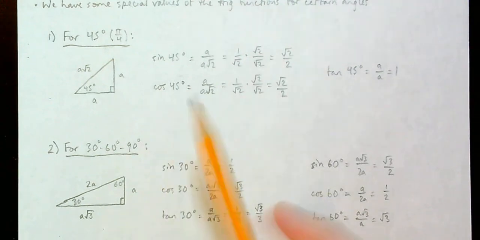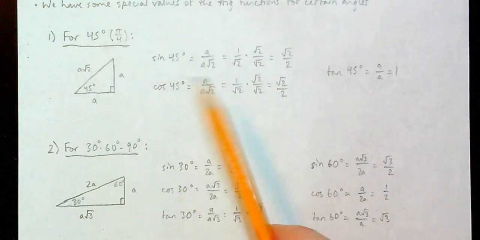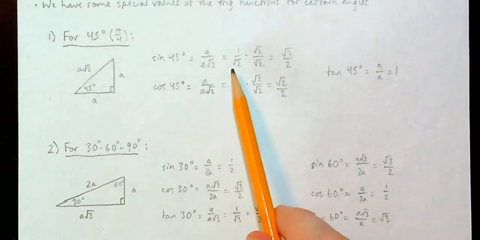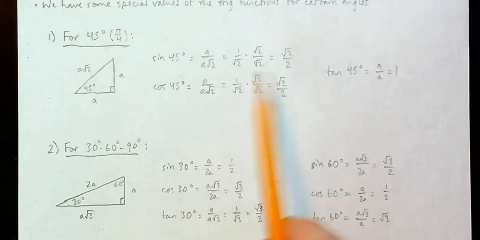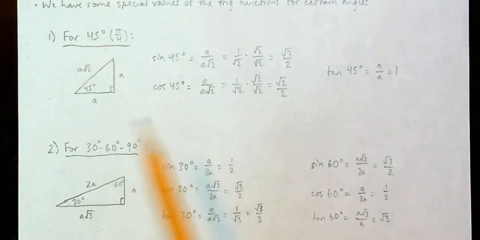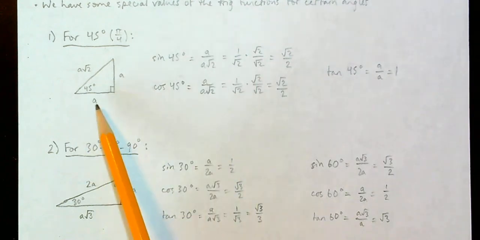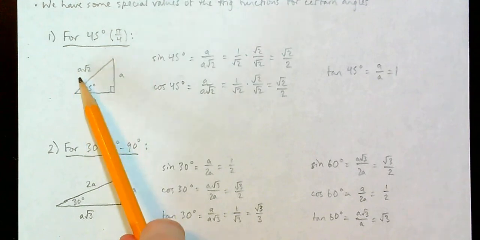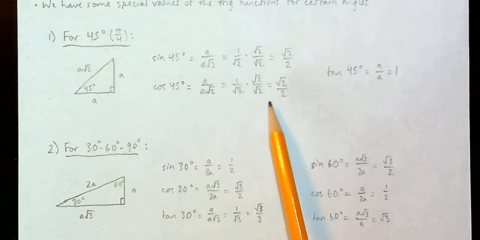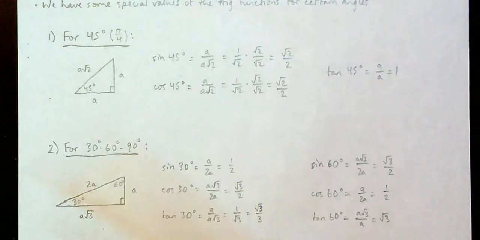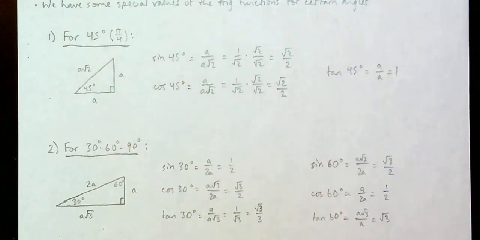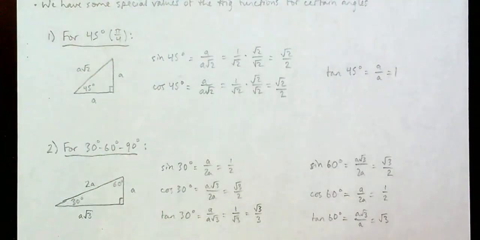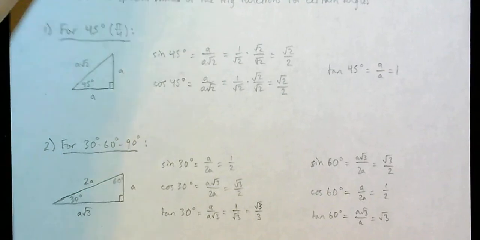Sine of 45, A divided by A times the square root of 2. That gives you 1 over the square root of 2, or more commonly, it's written as radical 2 over 2. We just rationalized the bottom there. Cosine of 45 is going to be the same thing. We have, again, A divided by A times the square root of 2, which turns out to be the same thing, radical 2 over 2. Tan of 45, opposite over adjacent, A over A, that just gives me 1. So that's one of our special triangles. That's a 45, 45, 90 triangle.